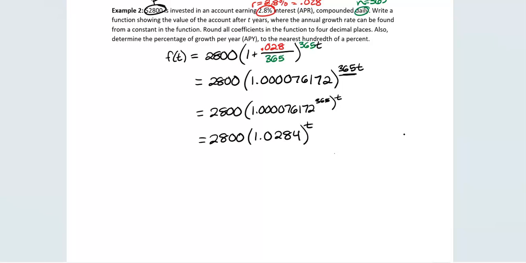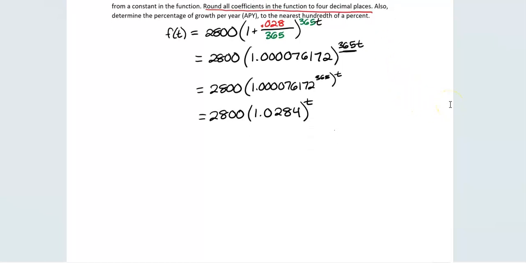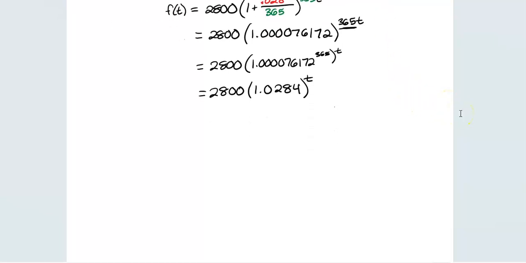1.0284 to the t. Now let's make sure I read the instructions, because I didn't read them out loud. It says round all coefficients in the function to 4 decimal places, which I have. And then determine the percentage of growth per year. The percentage of growth per year is essentially the growth rate. What is the growth rate? So I need to take this number right here and figure out, first, is it bigger than 1 or less than 1? In this case, it's bigger than 1, which means this is actually a growth rate, not a decay rate.